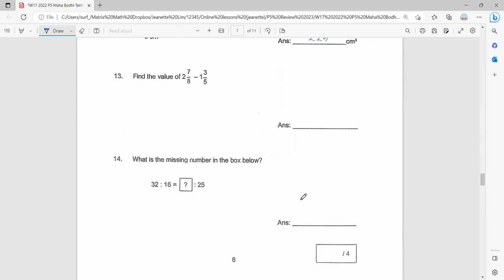Okay, find the value of 2 and 7/8 minus 1 and 3/5. So over 8 and over 5, the common denominator will be 40. So I need to times 5, 35 over 40. And this, to get 40, I need to times 8. Okay, so 2 wholes minus 1 whole is 1 whole. 35 minus 24 is 11. So 1 whole, 11 over 40.